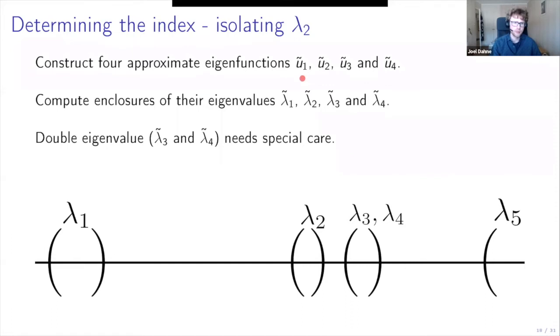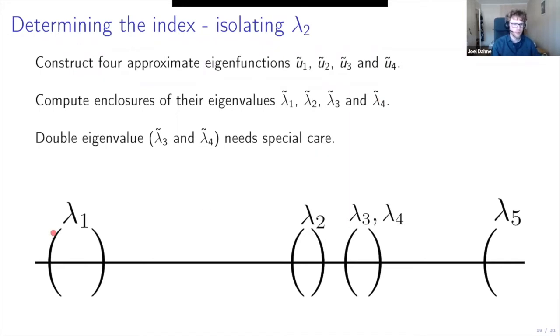And this is done by constructing 4 approximate eigenfunctions, 1 for each eigenvalue. Then we can use some other machinery to compute enclosures of these eigenvalues. So this will give us some enclosures of these 4 eigenvalues. So up to here, we don't know the index. So we don't know that this is actually the first one, this is the second, this is the third, this is the fourth. We don't know that a priori, but we can compute enclosures of them.